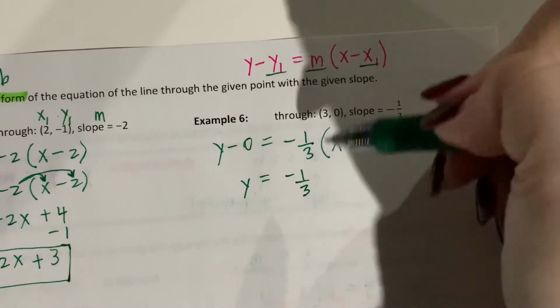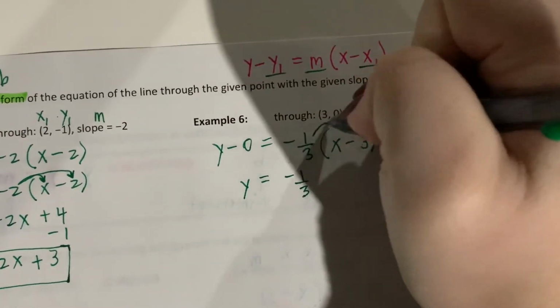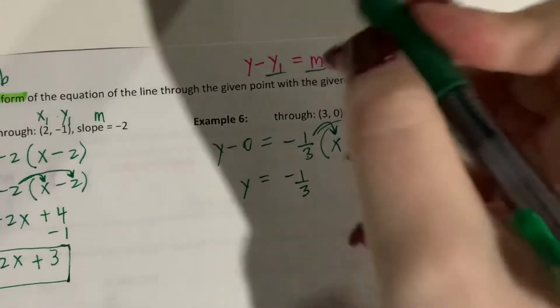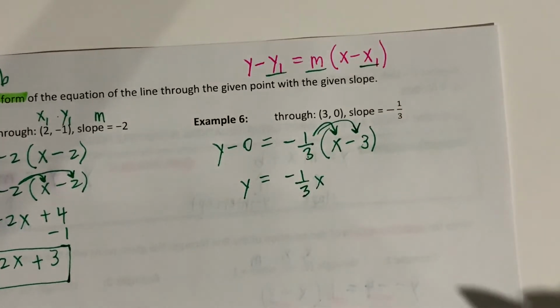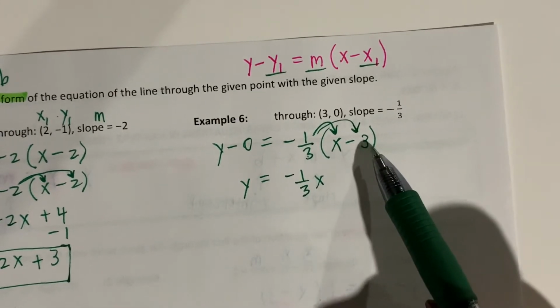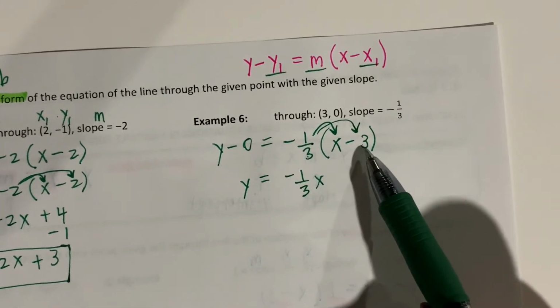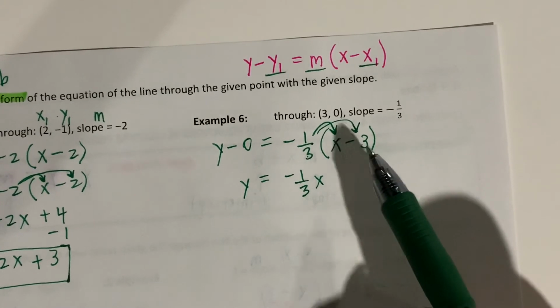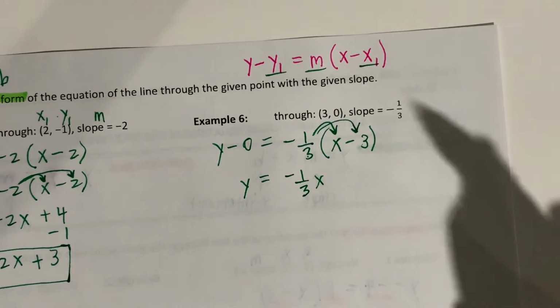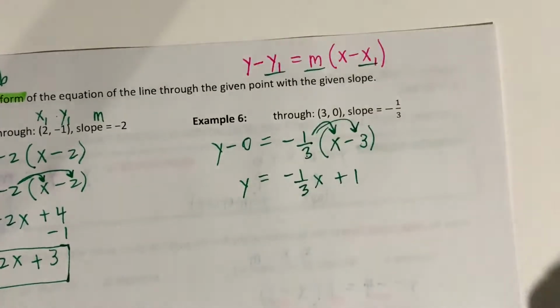And then right here, again, number times parentheses. I'm doing distributive property. So negative 1/3 times x gives me negative 1/3 x. And then here I'm doing negative 1/3 times negative 3. You can think of this as negative 3/1 if that's helpful, or if you need to use your calculator, that would be fine. But negative 1/3 times negative 3 turns into +1.